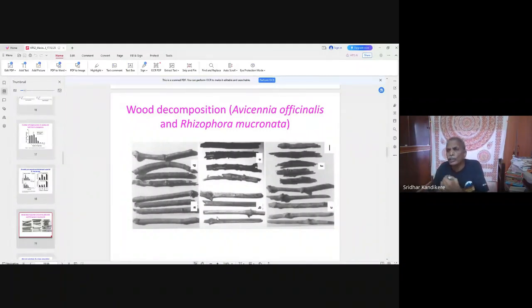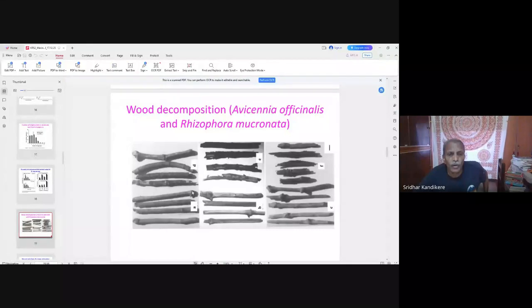And we have introduced Avicennia officinalis wood material and also Rhizophora mucronata wood material for a long time. So for the purpose of finding, this is the raw material, a wood material, at day zero, and then after 1 year, see the nature of the wood material. All the bark has gone, removed, and this is Avicennia officinalis, after 18 months of incubation in the mangrove.